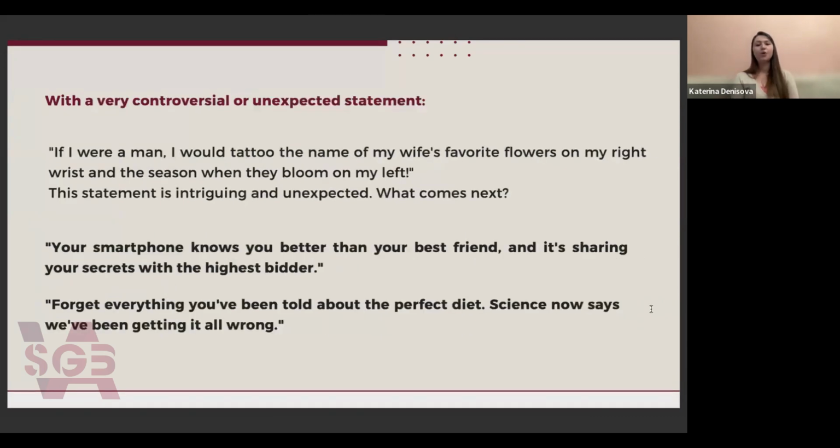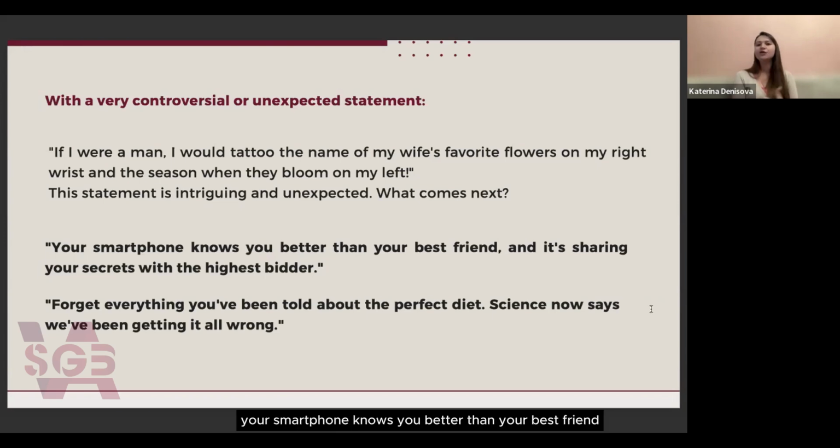Next option, we can start the text with a controversial or unexpected statement. This is my favorite. For example, this is a quote from my personal blog. If I were a man, I would tattoo the name of my wife's favorite flowers on my right hand and the season when they bloom on my left hand. This statement is intriguing and unexpected, and I want to know what's going next. What will this strange lady be talking in next sentences?